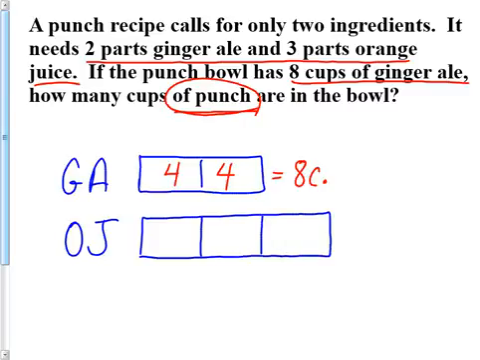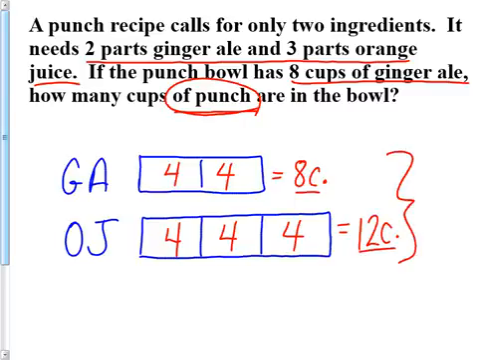And if those 2 parts are each 4 cups, then the 3 parts of orange juice have to each also be 4 cups because the boxes all have to have the same value. And that gives me a total then of 12 cups of orange juice. Well, now how many cups of punch are in the bowl? It's going to be the 8 cups and the 12 cups together for a total of 20 cups of punch as my total.